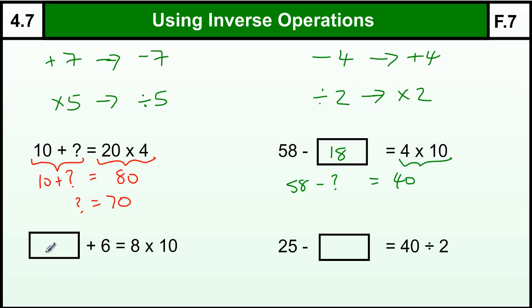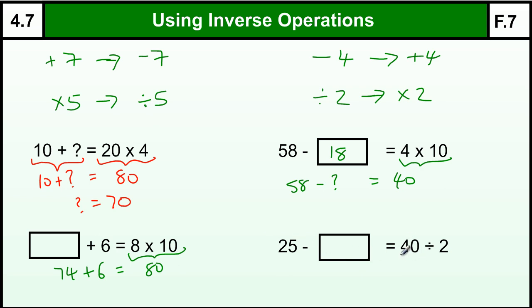Okay, and again, this one, don't be tempted to put a 2 here. 2 plus 6 is 8, but this is not 8, this is 8 times 10, which is 80. So what have I got to add to 6 to make 80? Well, that's 74. 74 plus 6 is 80. Now again, I could have done an inverse operation there and taken away the 6 from the 80 to get 74, or I can just spot it.